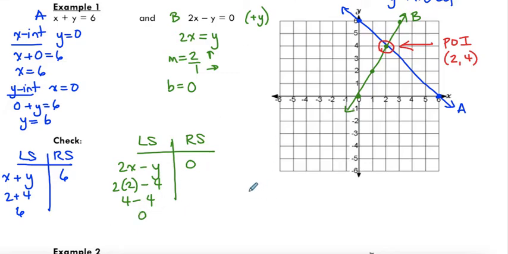So my concluding statement would be that the left side equals the right side. Therefore, the point of intersection is the coordinate 2, 4. Let's do another example.